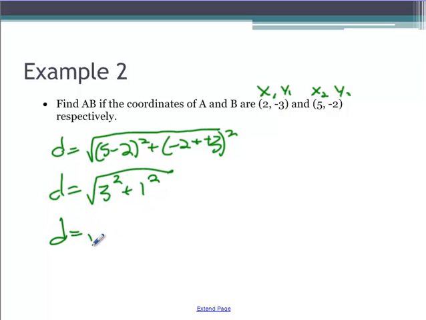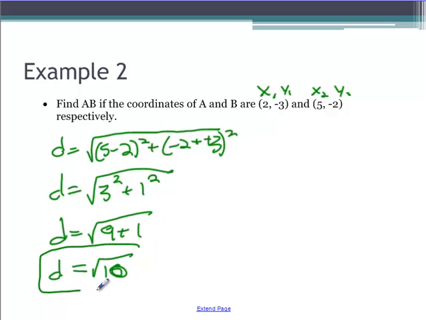So 3 squared is 9. 1 squared is 1. 9 plus 1 is 10. So the distance between these two is the square root of 10. And that will not simplify because the only factors of 10 are 5 and 2.